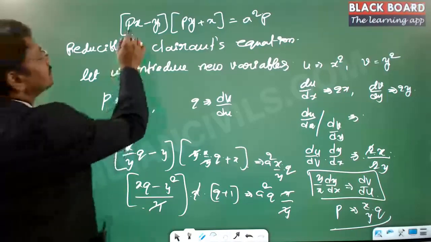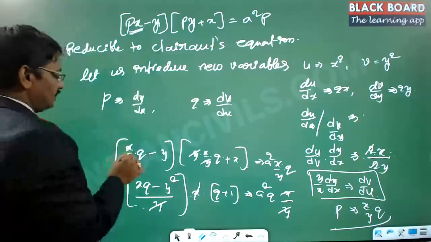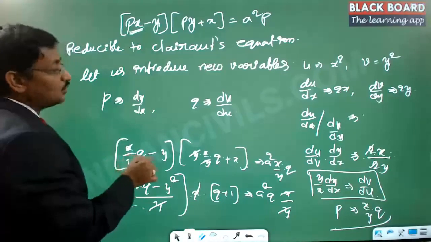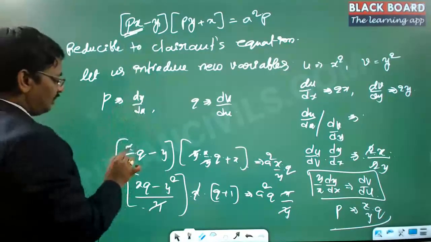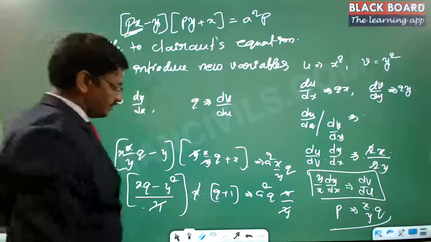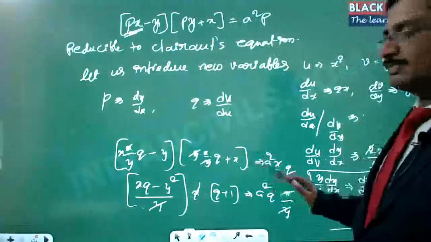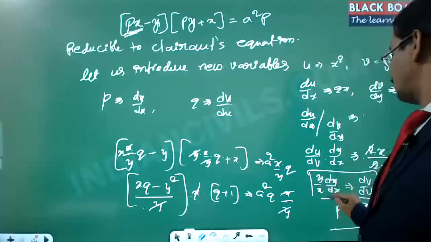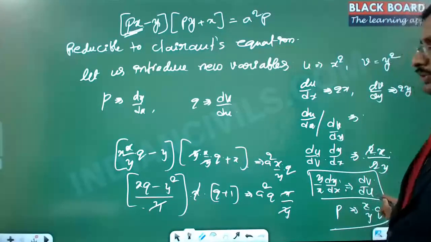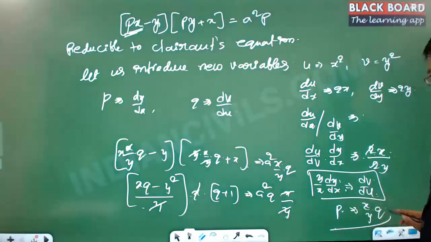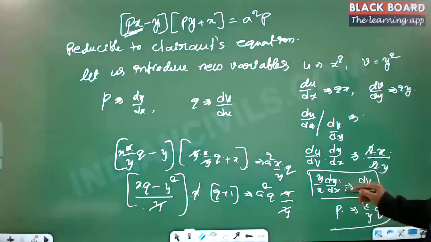Yeah, so this is where it is missing. So px, right? There is x by y into q as the value of p itself, and there is one more x. This was missing. I hope you got it. So let me explain again. We have got the relation (y/x)(dy/dx) = dv/du, and p = (x/y)q, where q is dv/du and p is dy/dx.